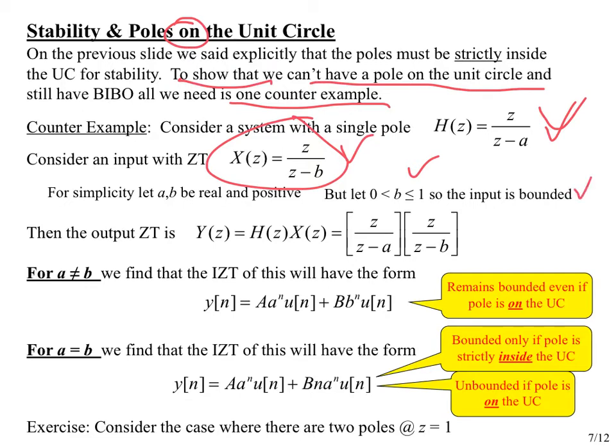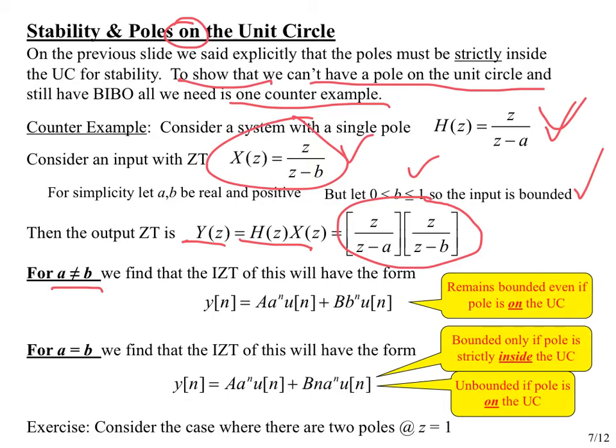So in both cases, we have a bounded input. And so now we're going to form the output as the product of those two. So we get something that looks like this. And then we can do partial fraction expansion. And if we assume that A is not equal to B, then do the inverse Z transform, we get something that looks like this.